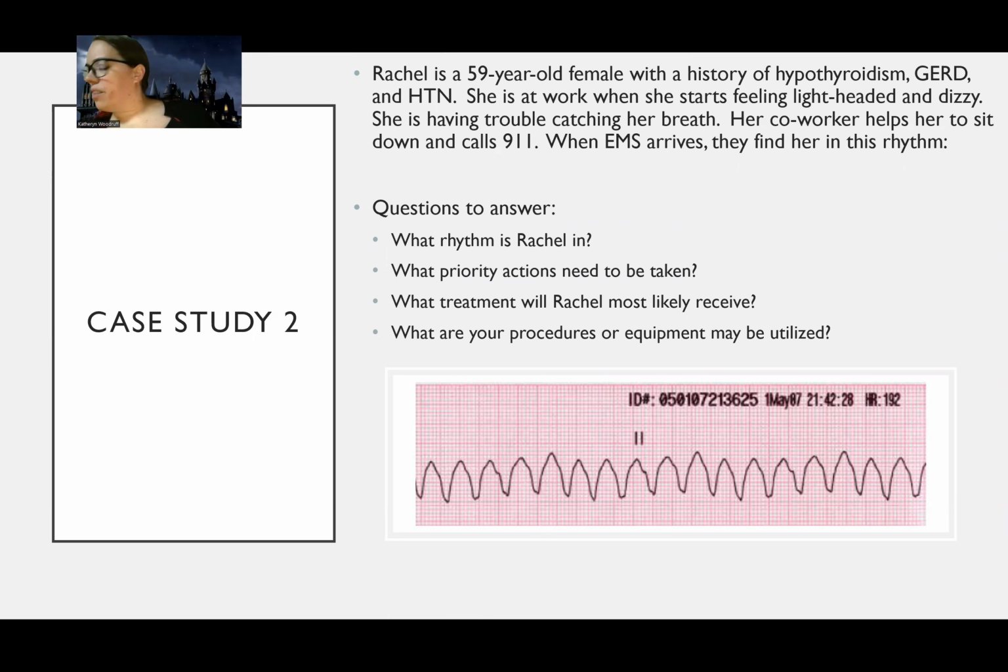Rachel's 59, history of a bunch of crap. She is at work when she starts feeling lightheaded and dizzy. She's having trouble catching her breath. That sounds like every dysrhythmia. We've got to get more information. Coworker helps her try to sit down and calls 911. When EMS arrives, they find her in this rhythm.